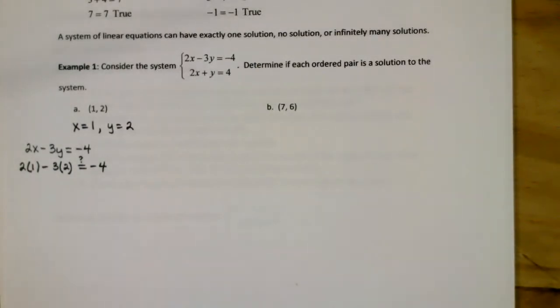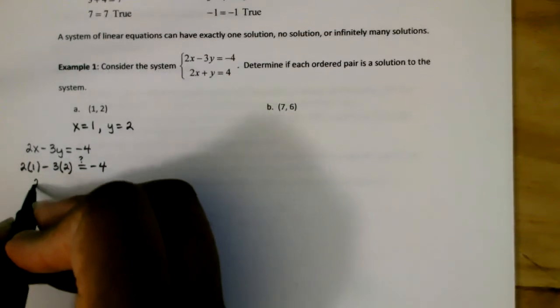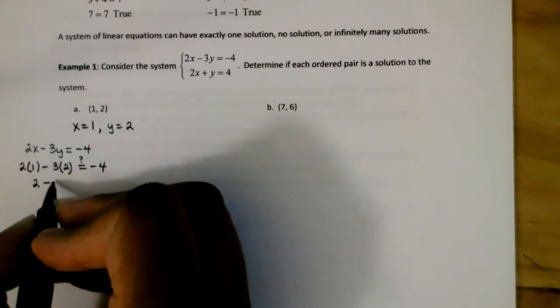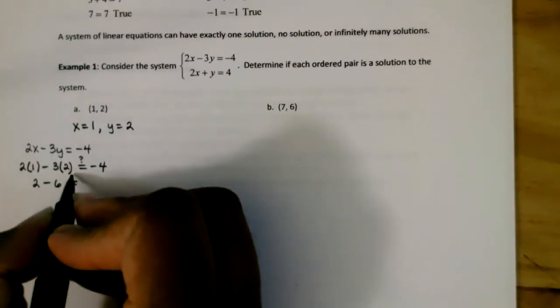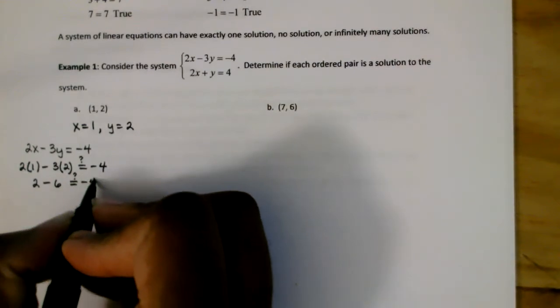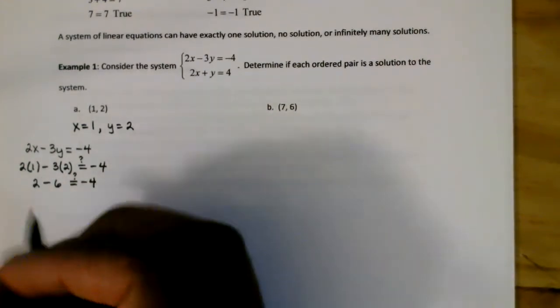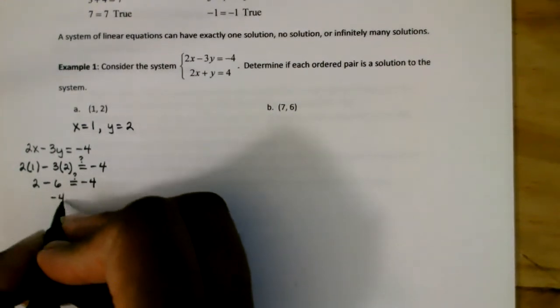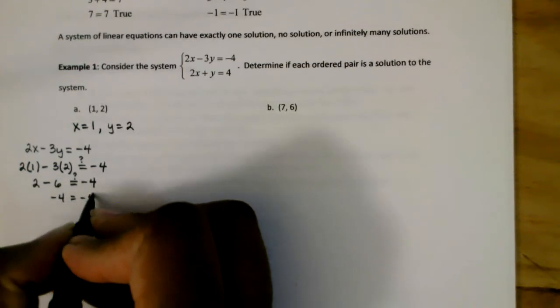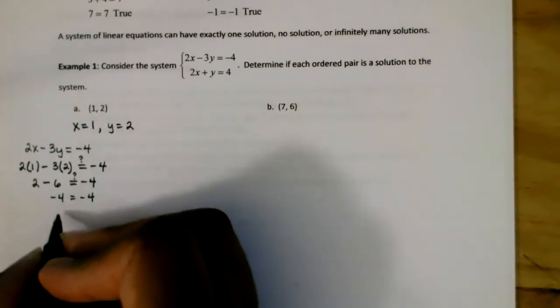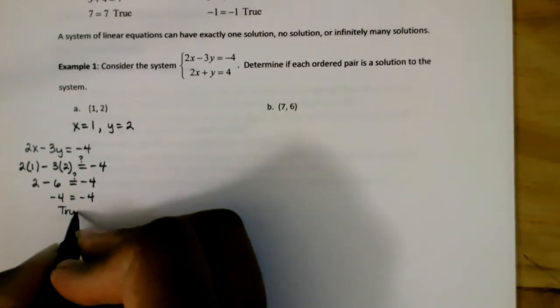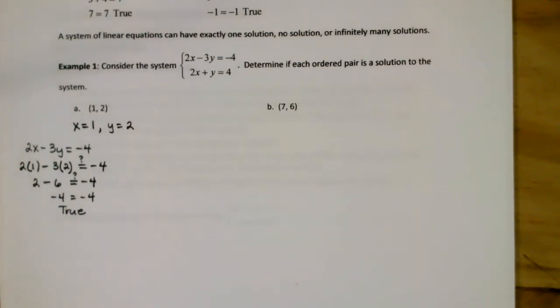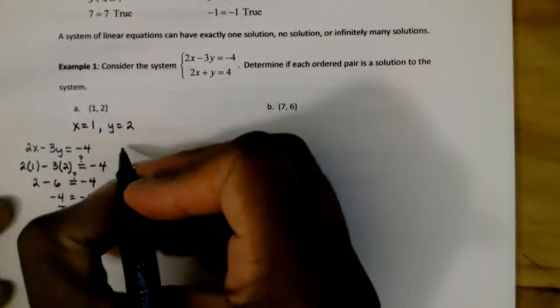Now let's simplify the left side. 2 times 1 will be 2, minus 3 times 2, which is 6. I want to know if that's going to be equal to -4. And when I do 2 minus 6, that would give me -4, which is equal to -4. So this is a true statement. So we know the ordered pair 1, 2 is true for the first equation. But what about the second equation, which is 2x plus y equals 4?